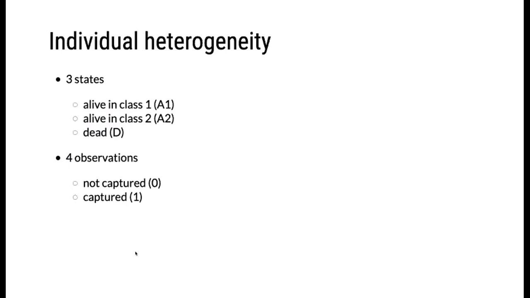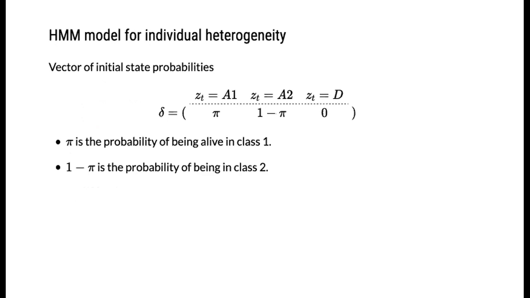So now, what's the difference with the Cormack-Jolly-Seber model, with the model that Sarah spent some time to explain to you yesterday and this morning? This is really in the vector of initial state probabilities and in the observation matrix, like we saw for the two previous examples. So the vector of initial state probabilities is as follows. We need to define this pi probability, which is the probability of being alive in class one, okay? Or one minus pi, the probability of being in class two. At first, the initial state probability is alive in class one or alive in class two, okay?